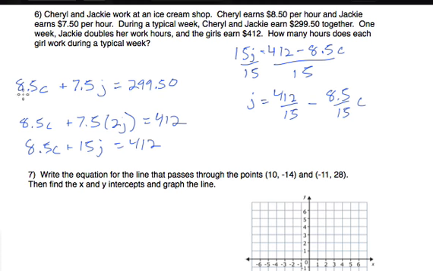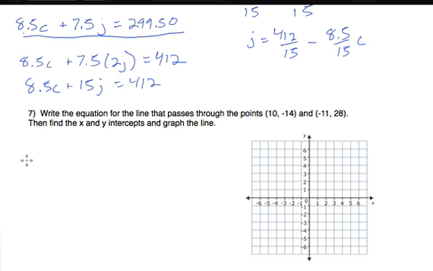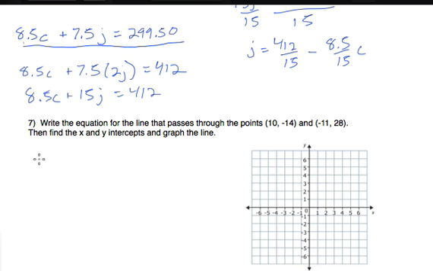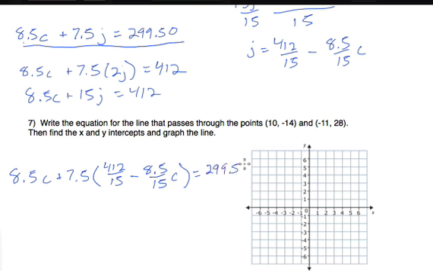So I'm then going to plug that into my original equation, and I'm going to use this space down here. 8.5C plus 7.5 times, and we know that J equals 412 over 15 minus 8.5 over 15C, and all of that equals $299.50. All right, let's distribute properly.